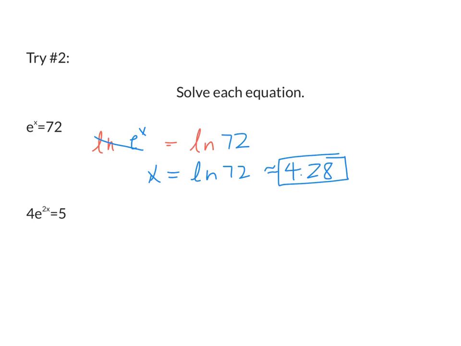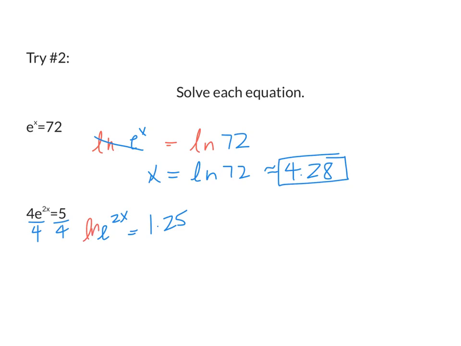All right, on the second one, if I have 4e to the 2x power equal to 5, again, I just want e by itself. If I divide by 4 on both sides, I'm going to get e to the 2x equal to, as a decimal, 1.25. Again, I want to do the natural log on both sides.